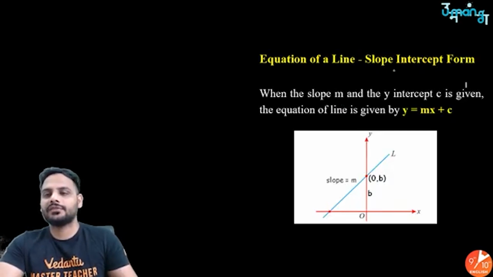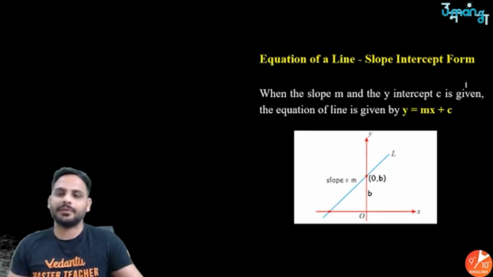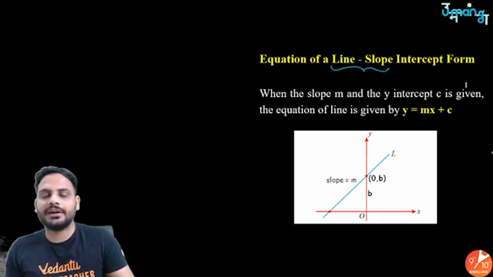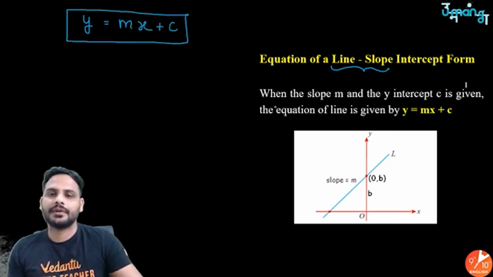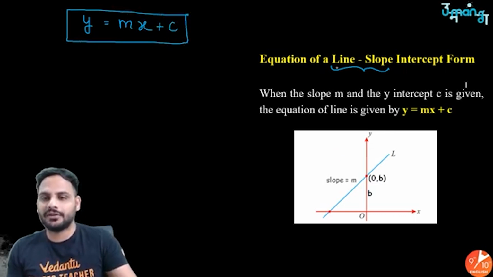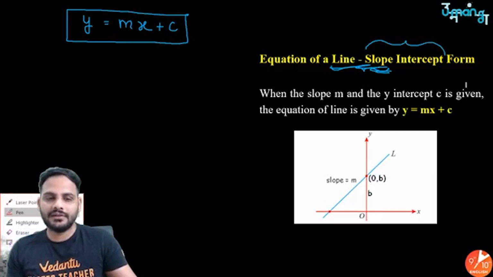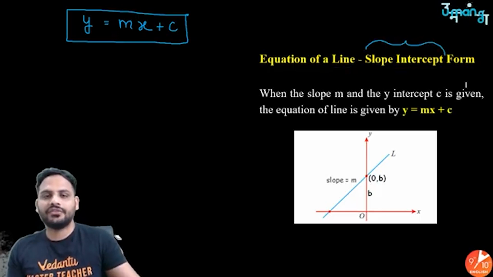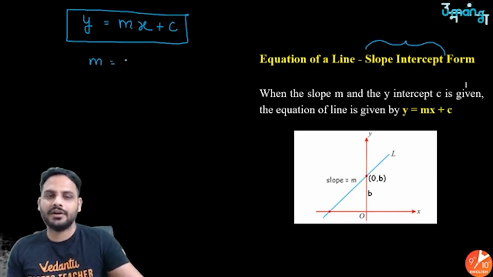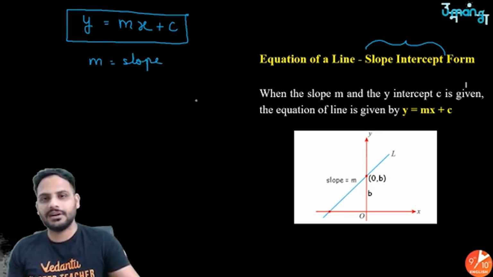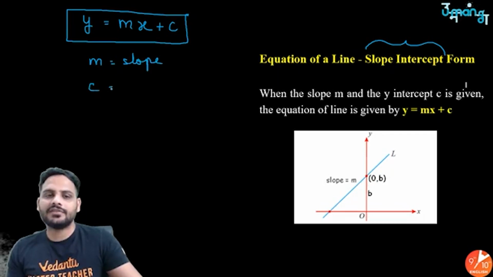Equation of a line, slope intercept form. Remember the words: line, slope, intercept form. This is the basic one: y = mx + c. This is your slope intercept form. Remember, it is slope intercept form. Slope is your m, the value of m is your slope. So if you know theta, you can clearly write tan theta, and the intercept is c. c is the y-intercept.